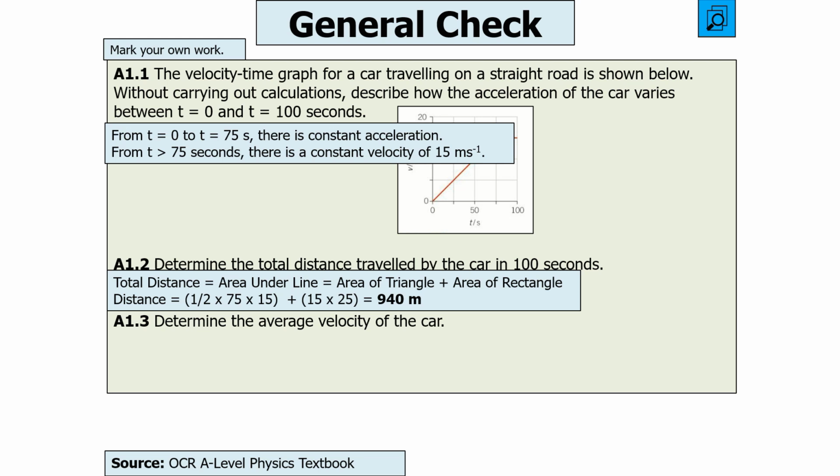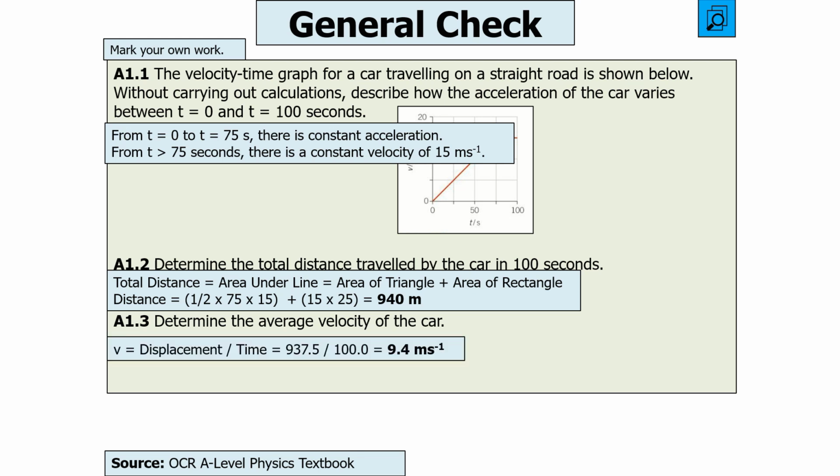Now we can work out the average velocity because it's going to be the displacement divided by the time. In the previous question, we worked out the displacement, which was 937.5, which we rounded to 940. We then divide by the time of the journey, which is 100 seconds, so it's 9.4 meters per second.